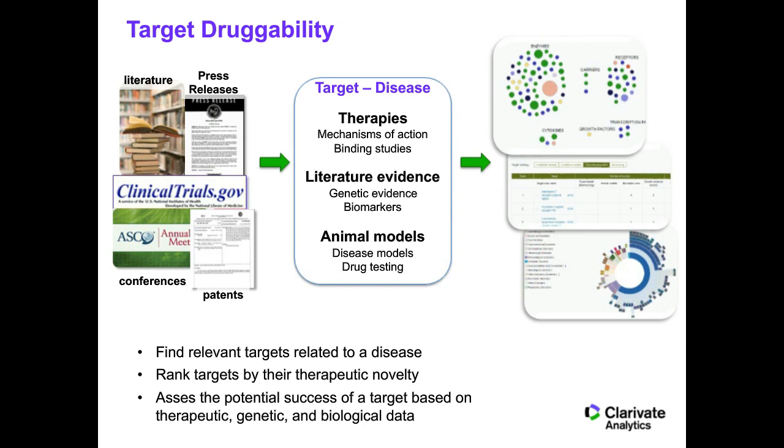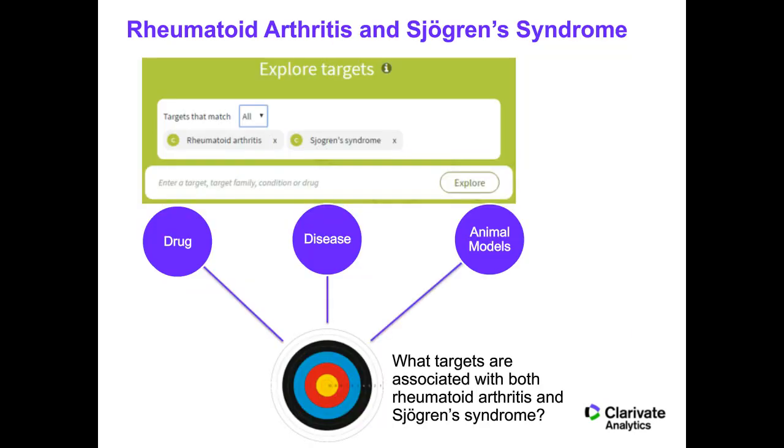We begin by entering rheumatoid arthritis and Chigorin syndrome to have target druggability find all targets related to them. It looks for information on drugs, disease evidence, and animal models linked to both of these diseases, then reports back on all of the associated targets for both of the conditions I'm interested in.